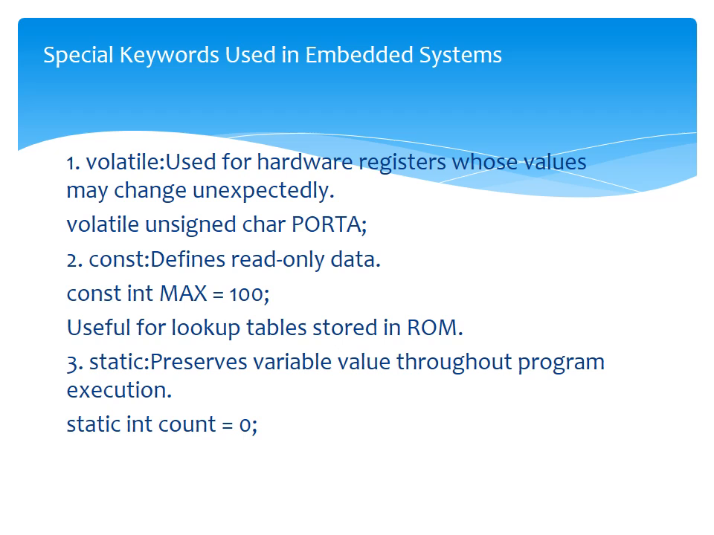And another example given is static. It preserves the variable value throughout program execution. So you can see static int count = 0. So this is a value that is to be stored and it has been preserved. Whenever it's needed, this data can be used.